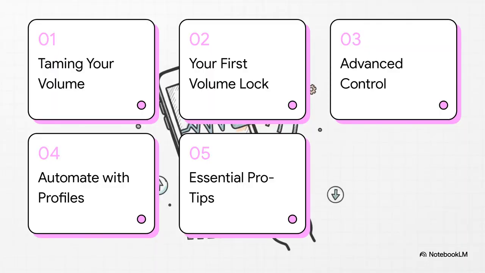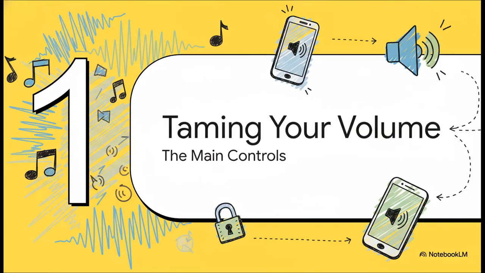So here's our plan for this explainer. First, we'll walk through the main controls. Then, we're going to set our very first volume lock. After that, we'll unleash some really powerful advanced features, learn how to automate the whole thing with profiles, and finally, I'll share a crucial pro tip to keep it all running perfectly. Let's get to it.